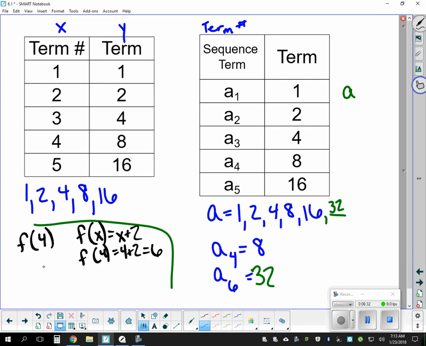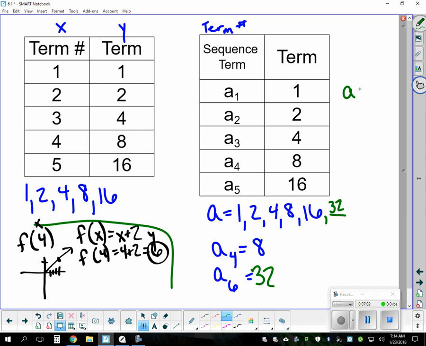The other thing you might have had was a graph. Maybe it looked like this. And you would go to 4 on your x-axis and find the y value that went along with it. Okay, so the number in parentheses is your x. The number that you are finding for your answer is your y. Well, that's pretty convenient because that's really what we're dealing with in a sequence: x is your term number and y is the actual term.